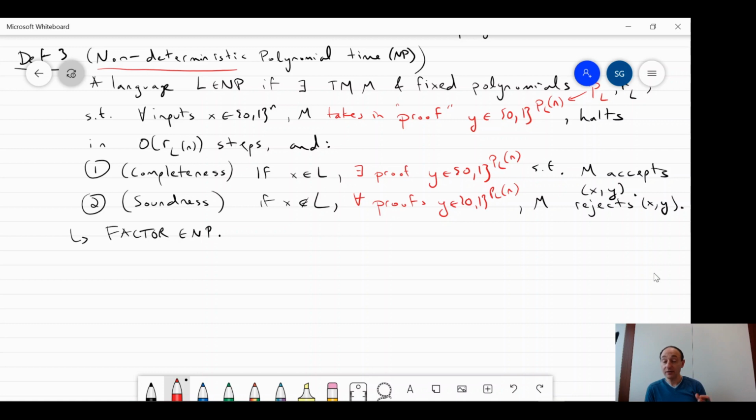Okay, so now I've defined P and NP, and the natural thing to do next is to talk about the canonical NP problem, if you will, at least the hard canonical NP problem, which is the Boolean satisfiability problem.